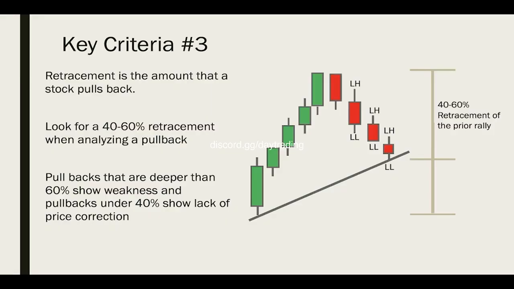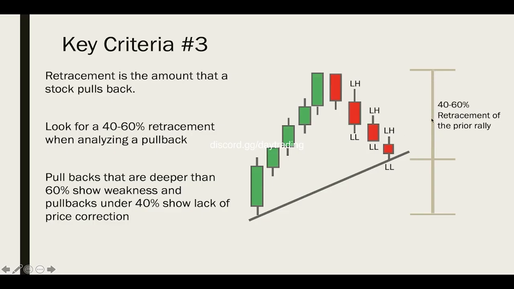The retracement is the amount that a stock pulls back, right? It's the measure of how large the pullback is. That's what the retracement is. And we want to be looking for a 40 to 60% retracement of the prior rally. Meaning, let's say from the lows of this rally to the highs of this rally, that makes up 100%. We want this pullback to be in the 40 to 60% region of this rally, right?